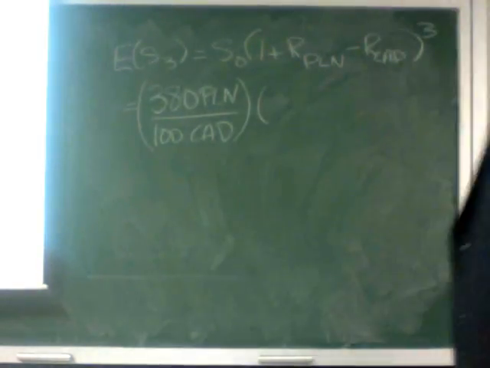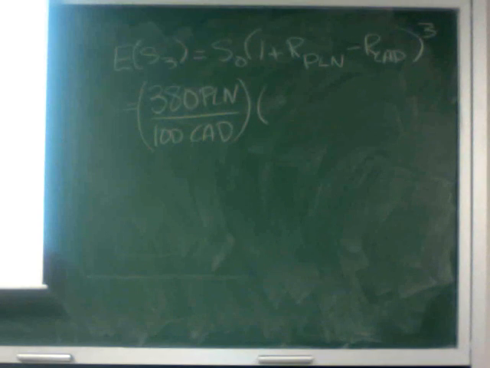Now, because the inflation is higher in Canada than in Poland, obviously these numbers are made up, usually it's the other way around. But if the inflation in Canada is higher than in Poland, then what you say is the Canadian dollar is at a forward discount and the PLN is at a forward premium, right?